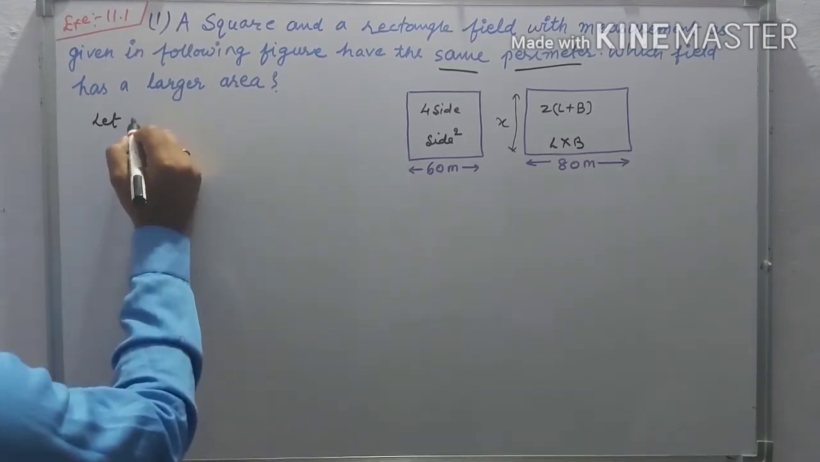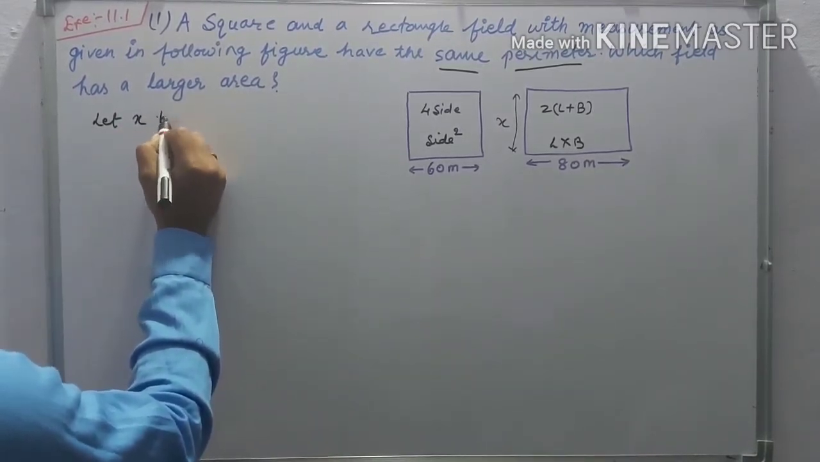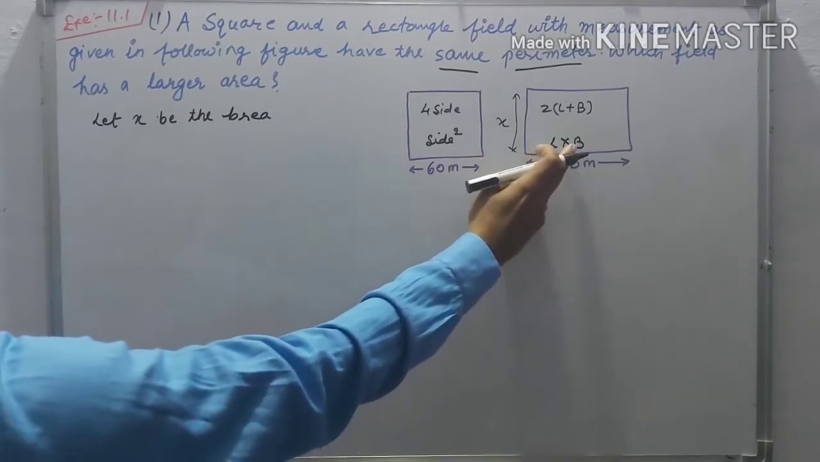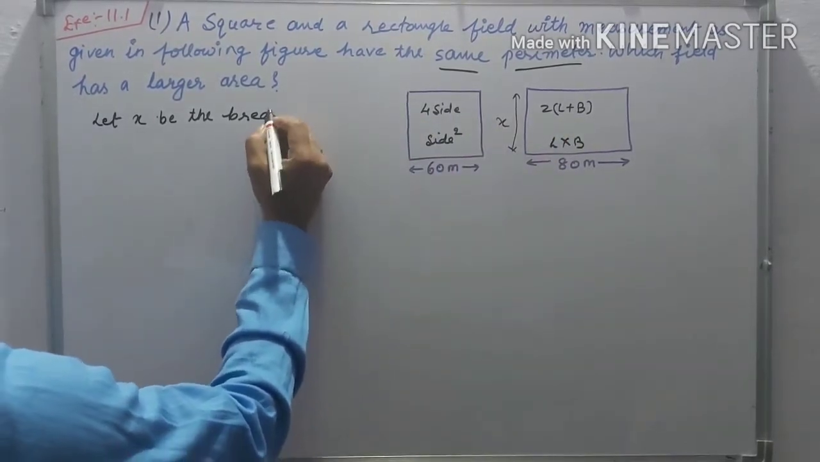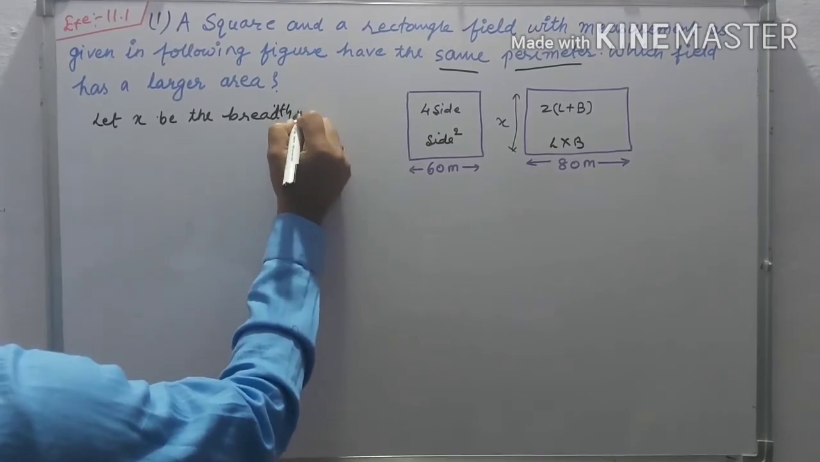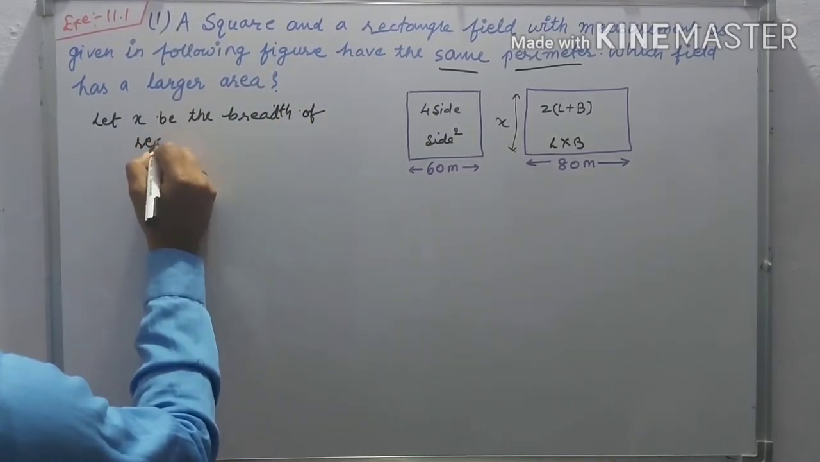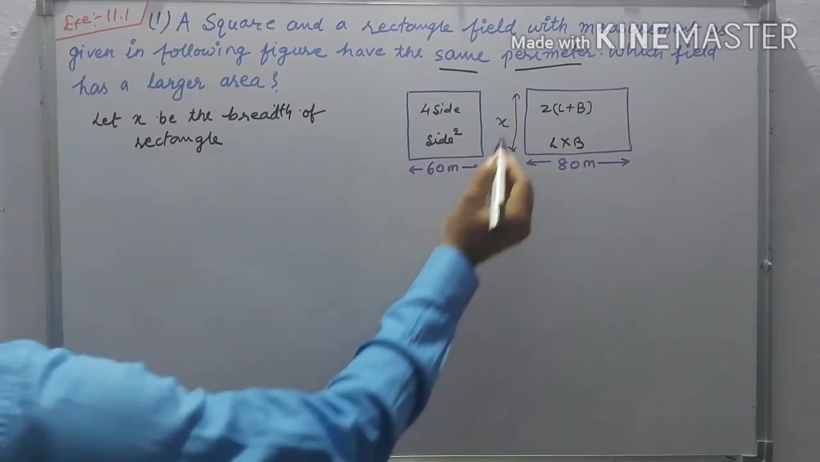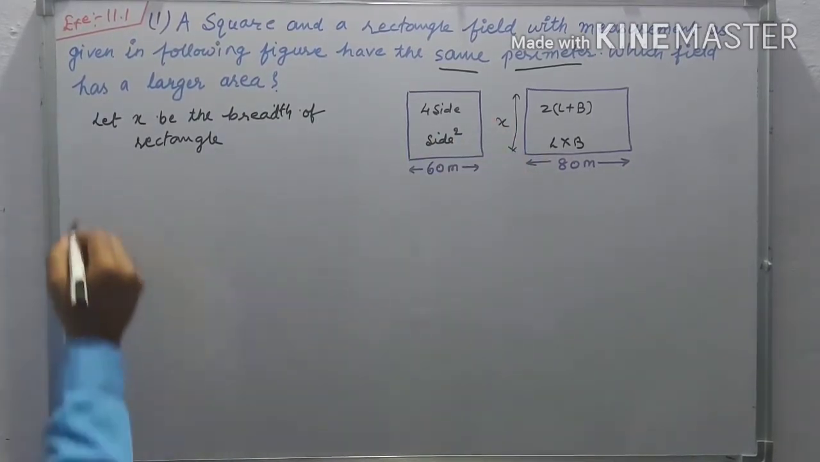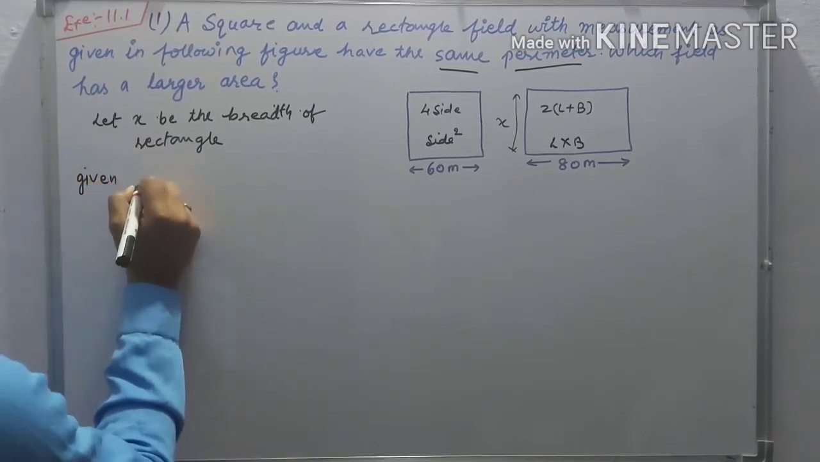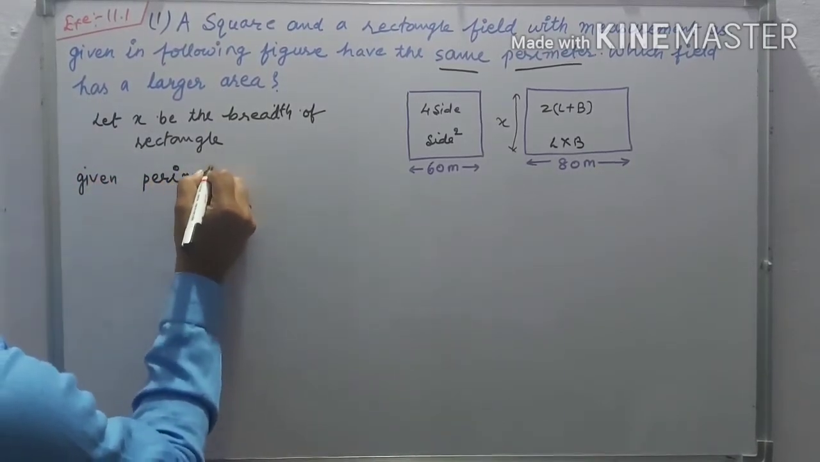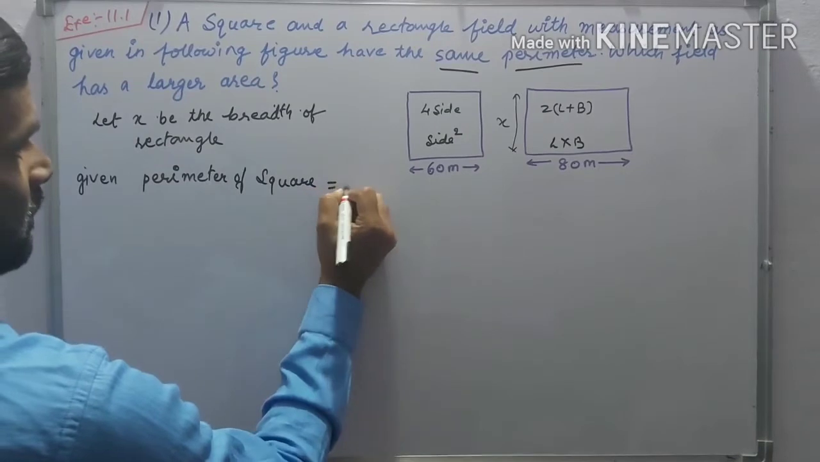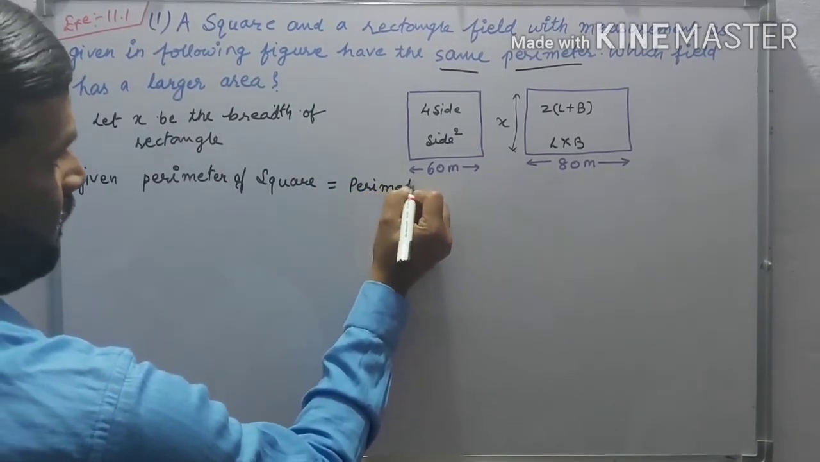Now let x be the breadth, because without the breadth you cannot find the area of the rectangle. Now x is the breadth of the rectangle. Given that the parameter of the square is equal to the parameter of the rectangle.